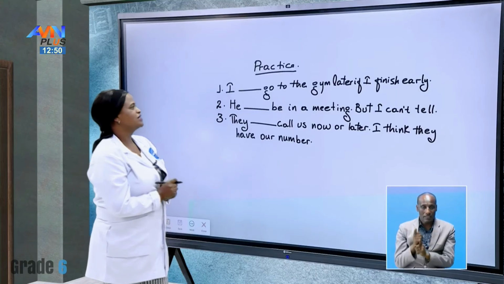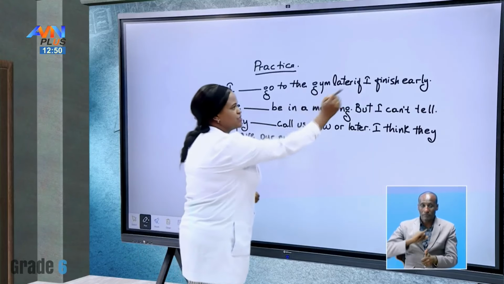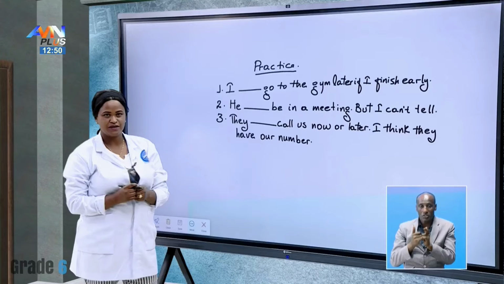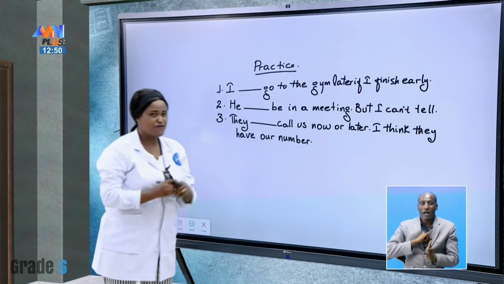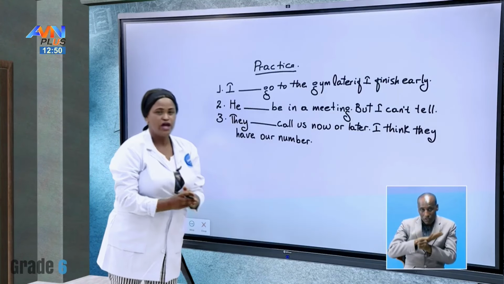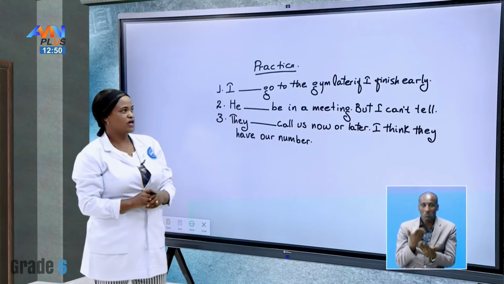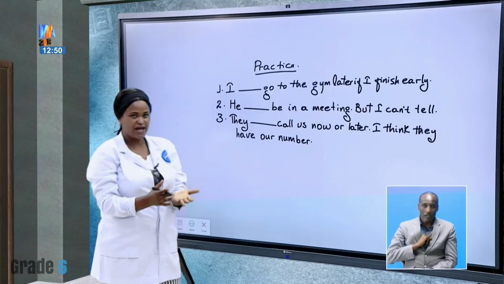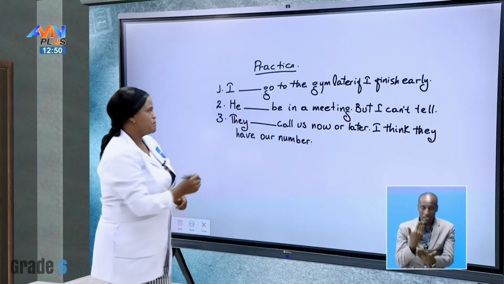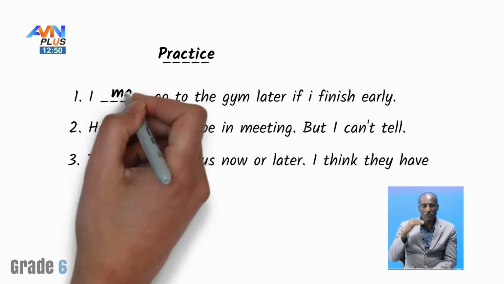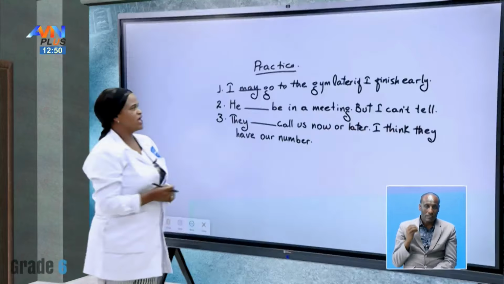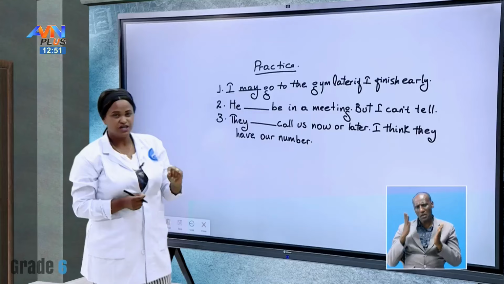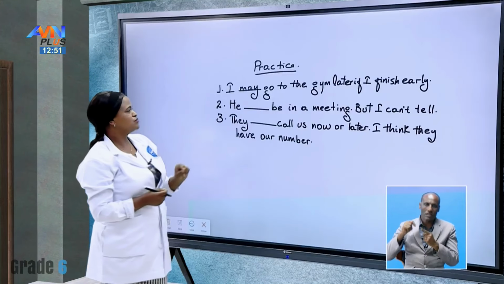The first one. I blank go to the gym later if I finish early. How do you think is the possibility? Did you say 50% and above? If so, you are right. Because the sentence, if I finish early, is 50-50, right? So what do we say? May. Very good. I may go to the gym later if I finish early. If you say the answer is may, you're correct. All right. Let's come to the next one.